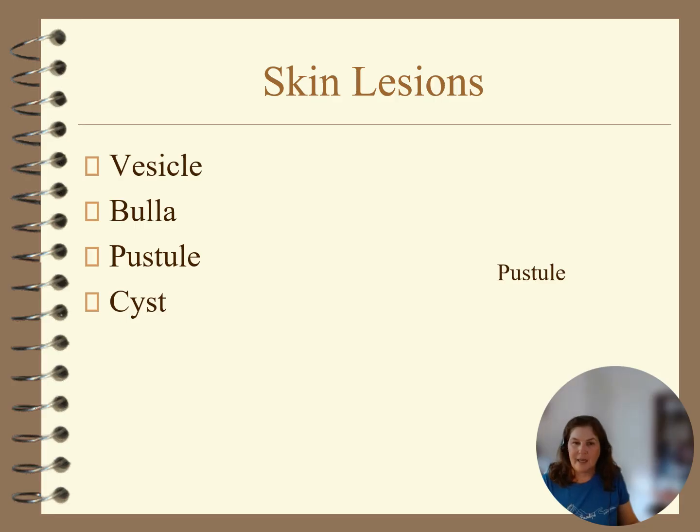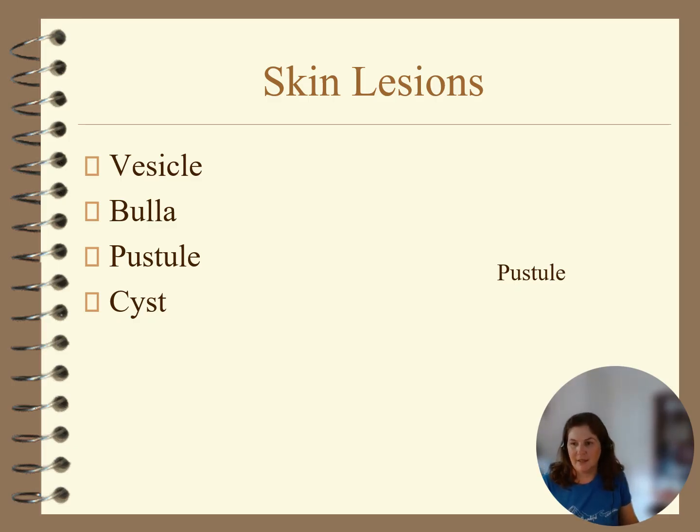They vary in size. A vesicle is smaller than 0.5 centimeters, and a bulla is greater than 0.5 centimeters. Think of a blister with a bulla blister. Umbilicated vesicles usually have a central depression, and they're usually viral.